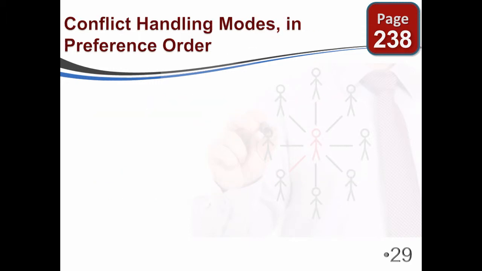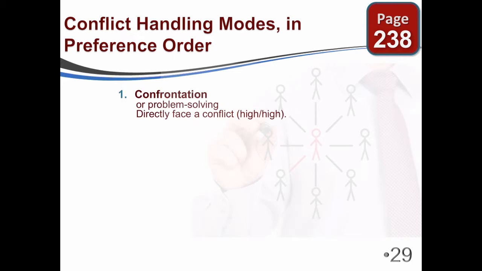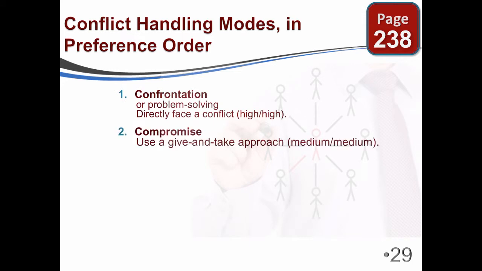Each strategy below may be considered as being high, medium, or low in two dimensions. In other words, the importance of the task or goal and the importance of the relationship between the people. Both can have conflict. The first one would be confrontation or problem solving, which you face the problem directly. Second one is compromise, which is usually a give and take approach that has to be negotiated. It's not what either one wins or loses, but it's what they both can live with.